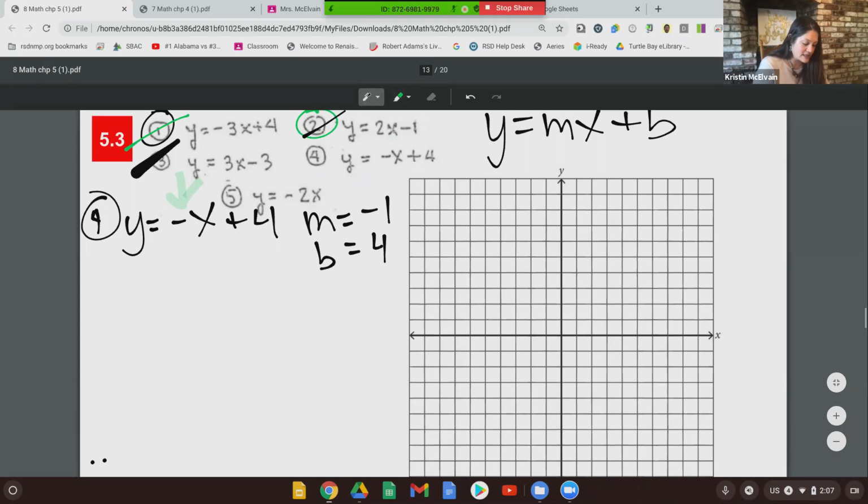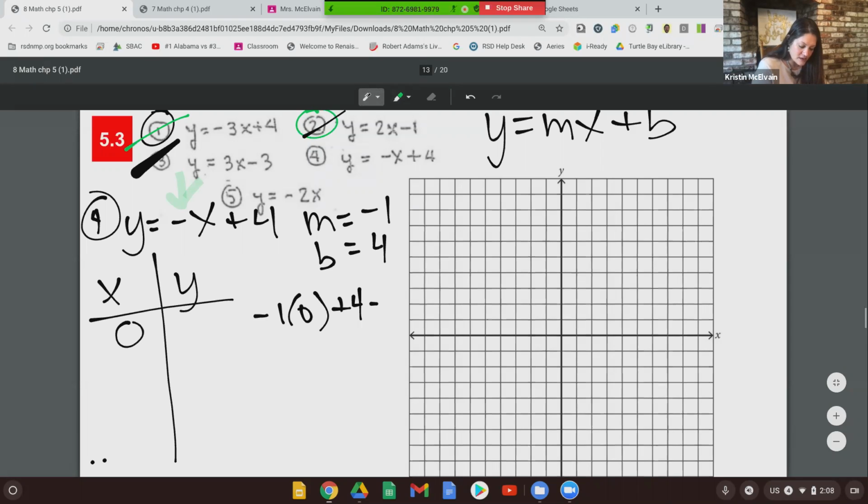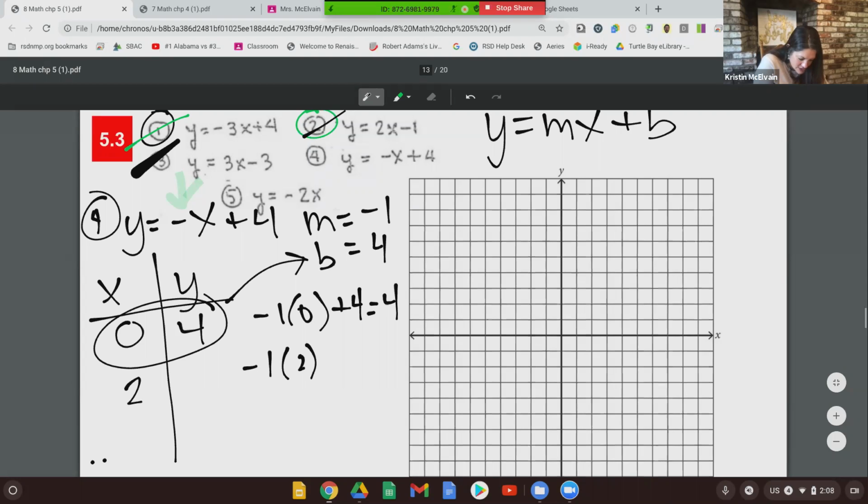Okay. Make our xy table. So if we start with x is 0, we would put it in. So really it is negative 1 times 0, because that's negative 1 right there, plus 4 equals 4. And that matches. Yep, that is our y-intercept. Then I'm just going to stick with 2 every time. If our input is 2, then we would have negative 1 times 2 plus 4. And it says negative 2 plus 4 equals 2.